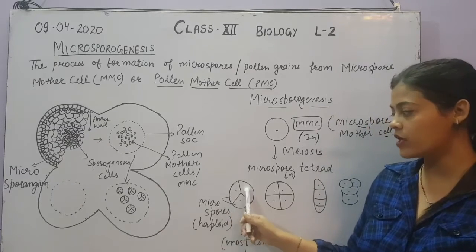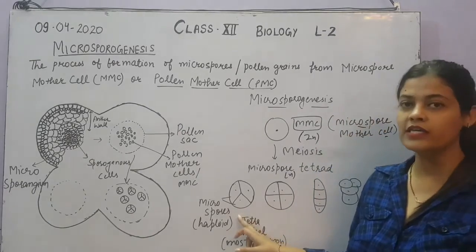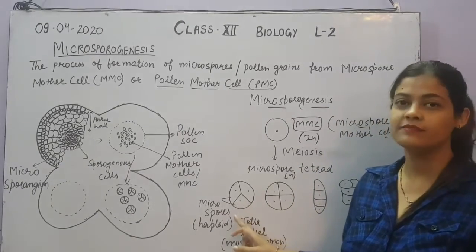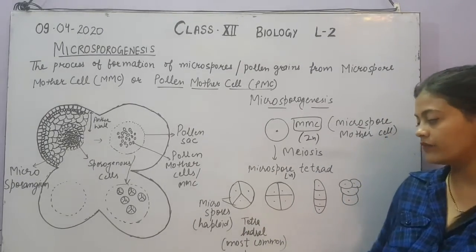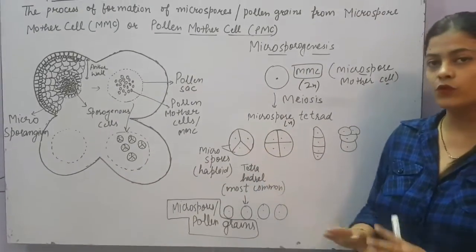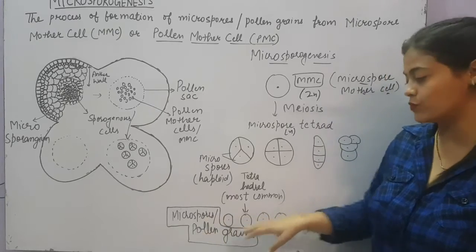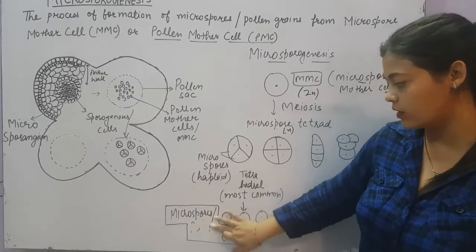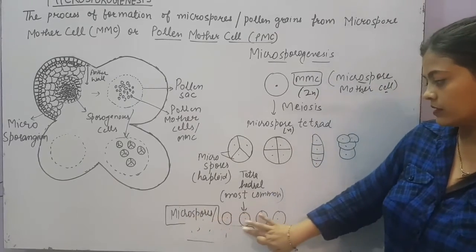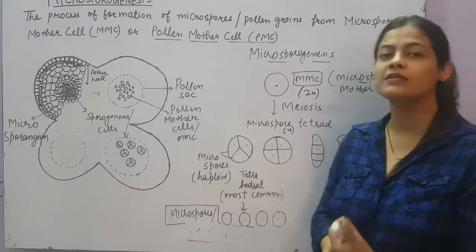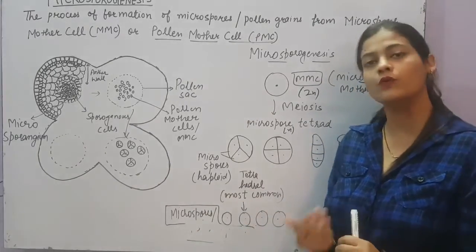So now these 4 are called microspores and later on these 4 will get separated. Now how they will get separated we will discuss later. These 4 will get separated and now these 4 are called microspores, not pollen grains. We cannot consider them as pollen grains here. Now these microspores will later form pollen grains.